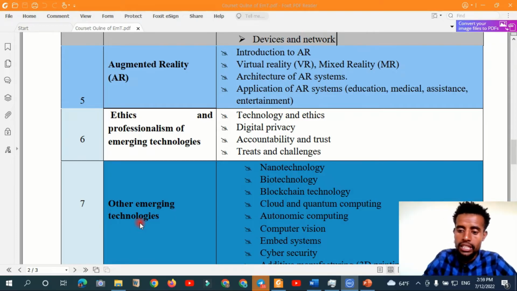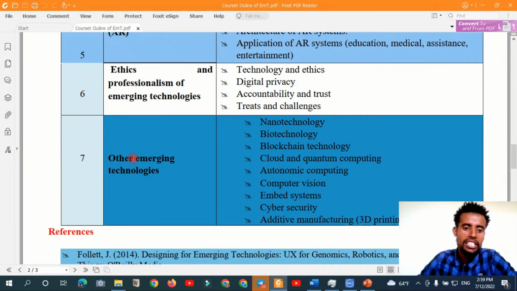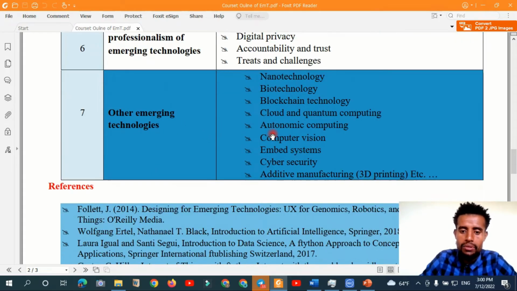So we'll see these concepts under chapter 6, ethics and professionalism of emerging technologies. And the last chapter is about other emerging technologies like nanotechnology, biotechnology, blockchain, cloud computing, quantum computing, autonomic computing, computer vision, embedded systems, cyber security, and additive manufacturing or 3D printing, which you will learn under chapter 7, other emerging technologies.